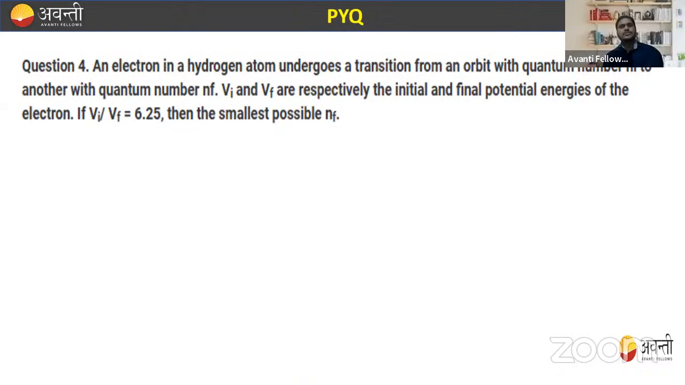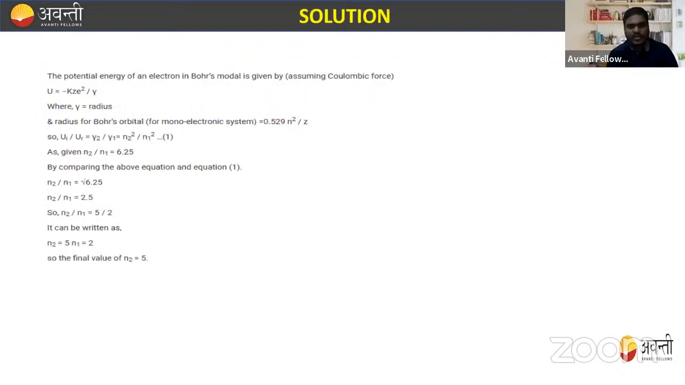Now, let's see the next question. An electron in the hydrogen atom undergoes transition from an orbit with quantum number ni to another with quantum number nf, that is, initial to final, where Vi and Vf are the respective initial and final potential energy of the electron. If Vi by Vf is 6.25, then the smallest possible nf is? So how will you calculate this?